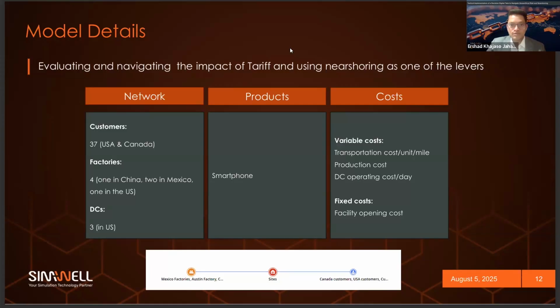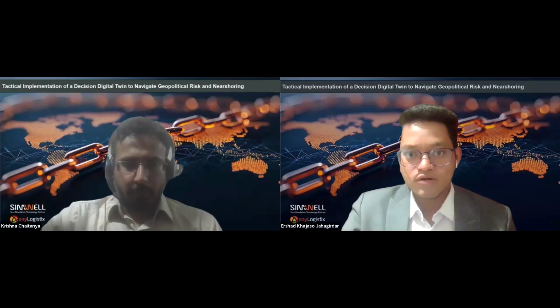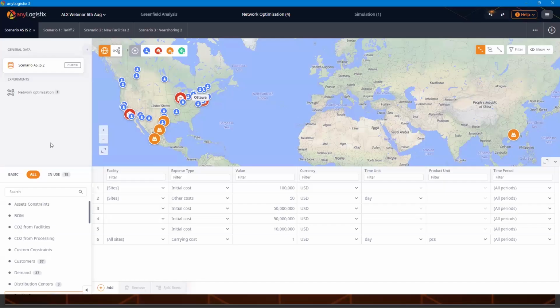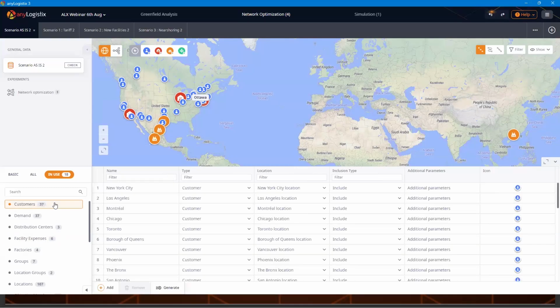So I'm just resharing my screen. So we will jump on the anyLogistix interface. All right, so let's go through the different things we have and how we add different parameters or different information in anyLogistix. Most of you already know about that, but let's go very quickly over this.